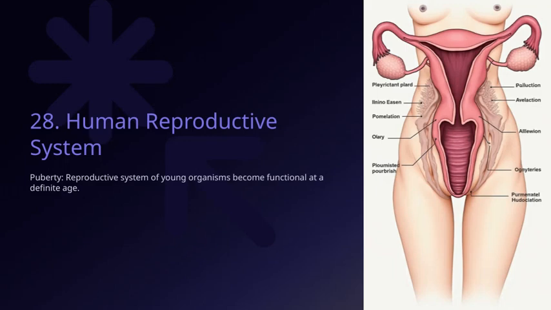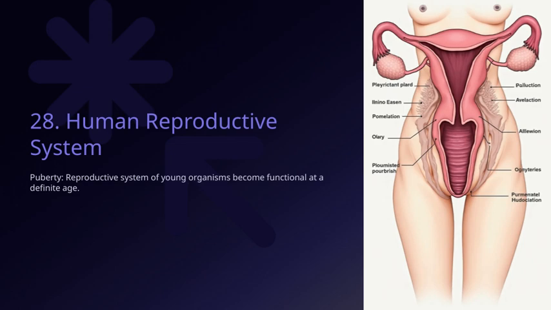Now, let's move on to slide 28, which focuses on the human reproductive system. As we've discussed earlier, puberty marks the period when the reproductive systems of young organisms become functional at a specific age. In humans, this is when the body starts to develop the ability to reproduce. The reproductive system includes organs like the testes in males and ovaries in females, which produce sperm and eggs, respectively.